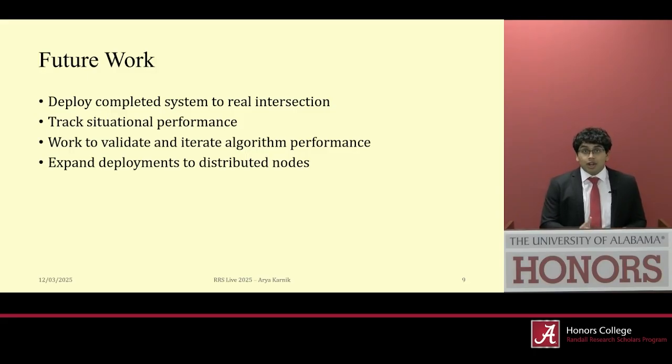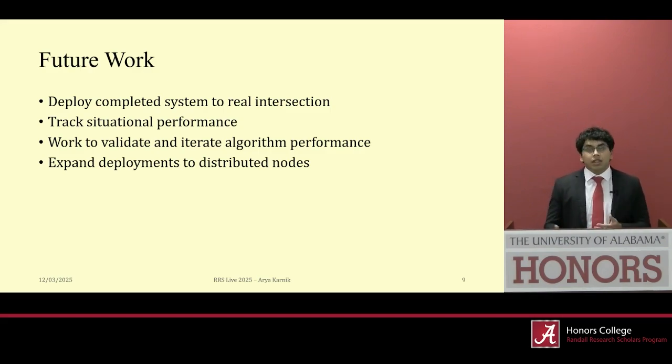We have to ensure that it's actually detecting correctly, making the right decisions at the right times. We also want to validate and iterate our algorithm performance. That ties back into situational performance, right? Not only do we want to make sure it works, but does it work at certain times, like game day, or certain high activity events where there's a lot more vehicle traffic, because we want to ensure that every person in the system has an opportunity to get a green light at the signal, right?